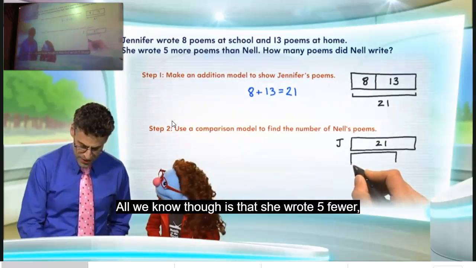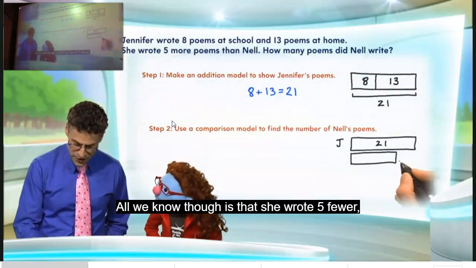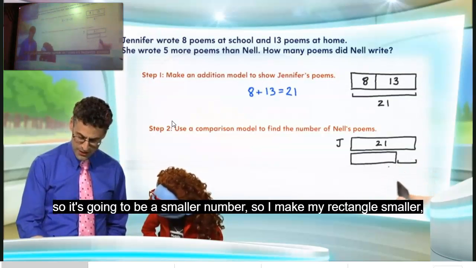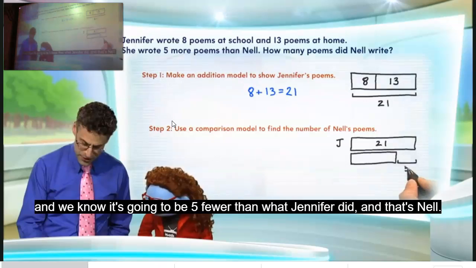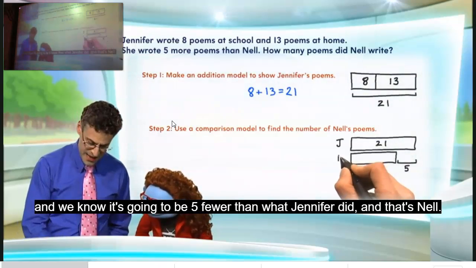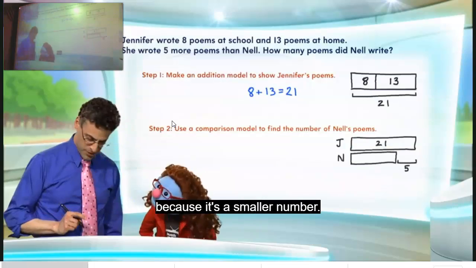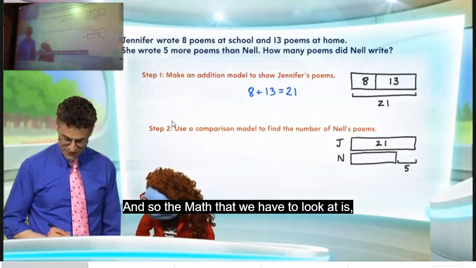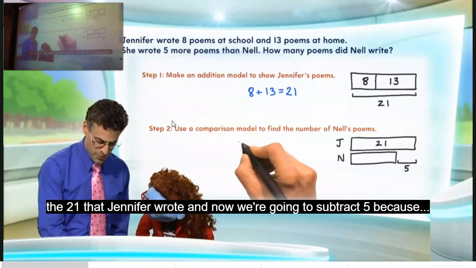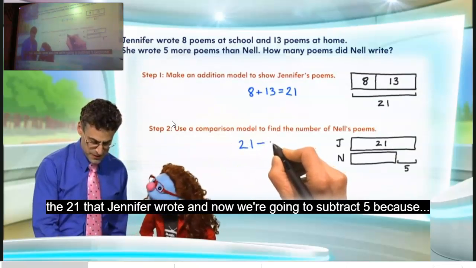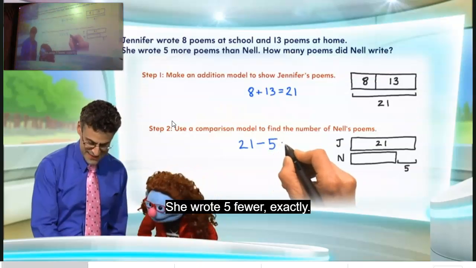All we know, though, is that she wrote 5 fewer, so it's going to be a smaller number, so I make my rectangle smaller, and we know it's going to be 5 fewer than what Jennifer did, and that's Nell. So you see how it's a smaller rectangle because it's a smaller number? And so the math that we have to look at is the 21 that Jennifer wrote, and now we're going to subtract 5, because she wrote 5 fewer.